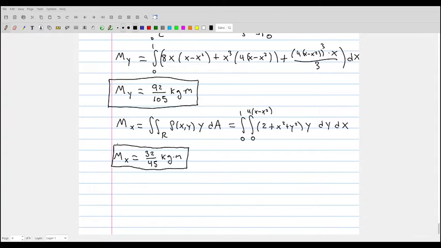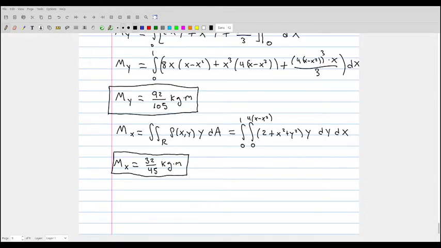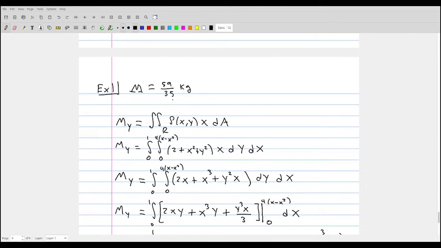There's no specific reason that I'm using kilograms and meters here. Really, this applies to any shape, any size, any units you want to use. But kilograms and meters are, I guess, standard SI units. So what we've shown is that My is exactly 92 over 105, Mx is exactly 32 over 45, and the total mass from the first part is exactly 59 over 35.